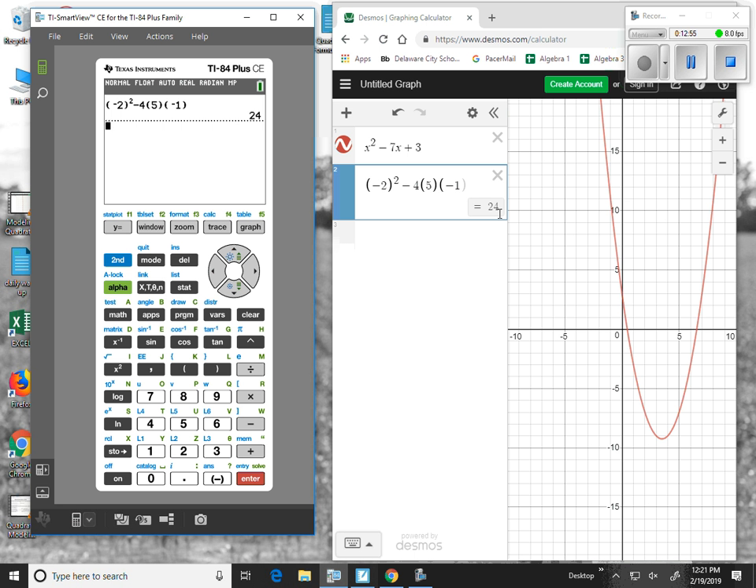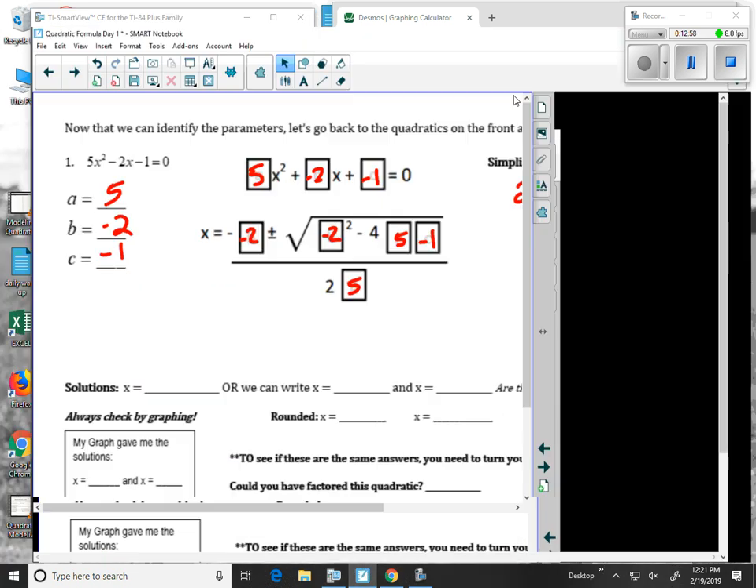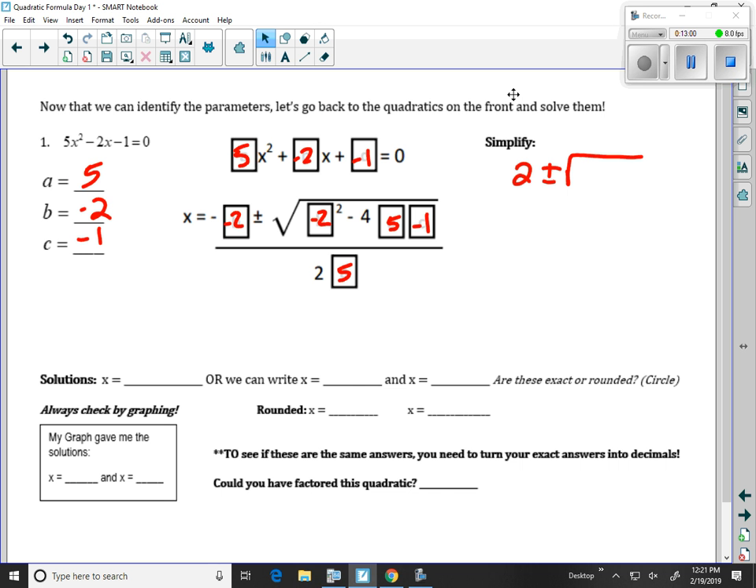Okay, perfect. So, we're going to go back to our notes. The number under the radical is 24. We just found the number under the radical. Okay, we doing okay? Does that make sense so far? Okay, so we simplified two things. We simplified our first number. We simplified our radical. Now we simplify our denominator. 2 times 5 is 10.